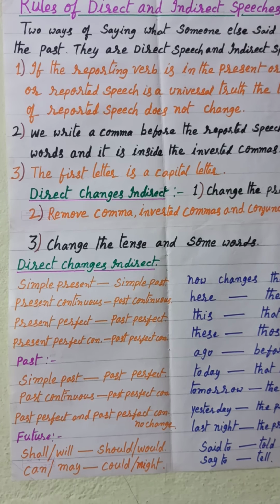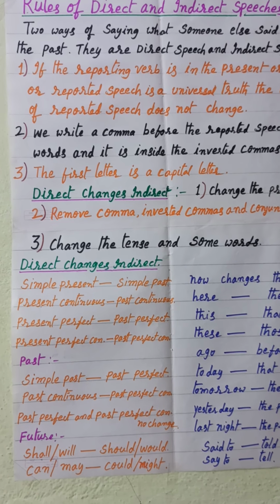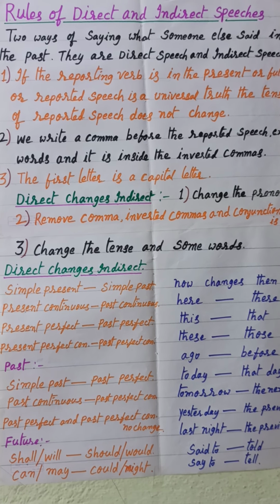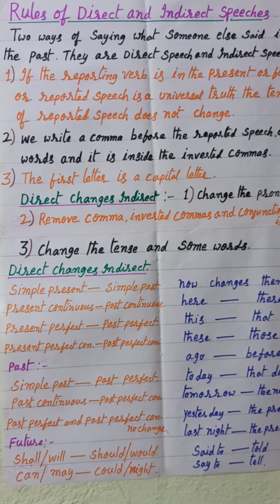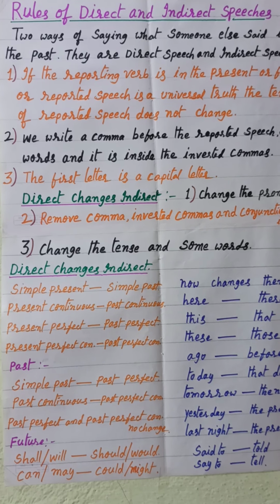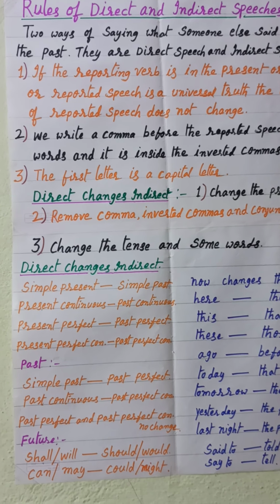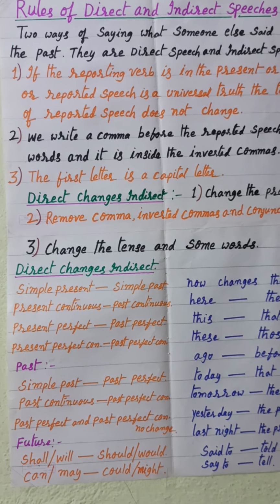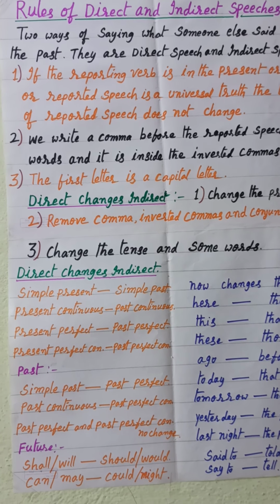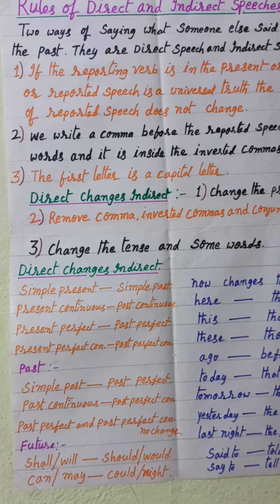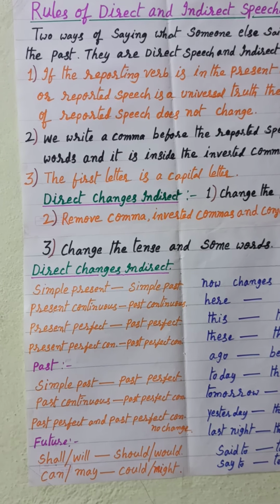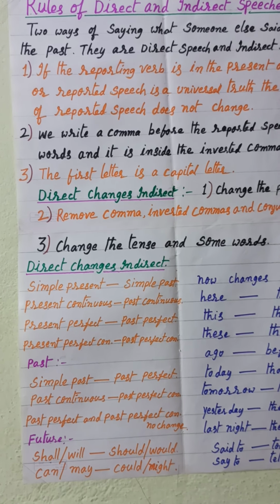Rule 2. We write a comma before the reported speech, that is the exact words, and it is inside the inverted commas. Rule 3. The first letter is a capital letter, and there is a full stop before the closing inverted commas.